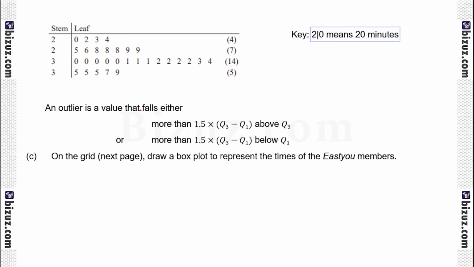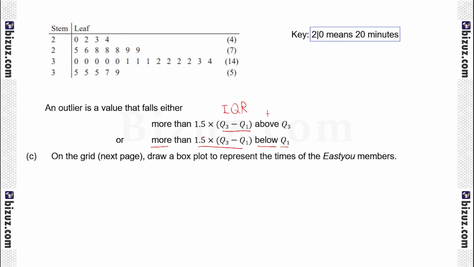An outlier is a value that falls either more than 1.5 multiplied by Q3 minus Q1, which is basically your interquartile range, so I'll write that, IQR, above Q3, so it exceeds Q3 plus that, or more than this value below Q1.